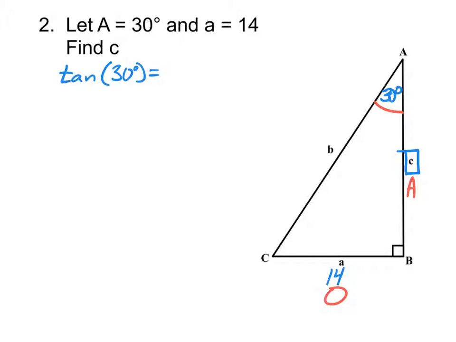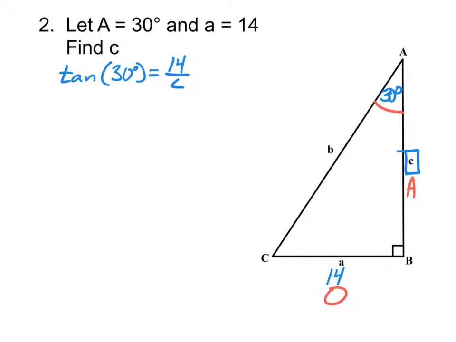Equals, all right, now our definition of tangent is that it's opposite over adjacent. So I put whatever the opposite is on the top. So that means the 14 goes on the top. The adjacent is whatever goes on the bottom. In this case, I don't know what it is. It's just C. And there's my original setup. Now you'll notice what's different between this problem and the last one. In the last one, C was on top. In this one, C is on bottom.